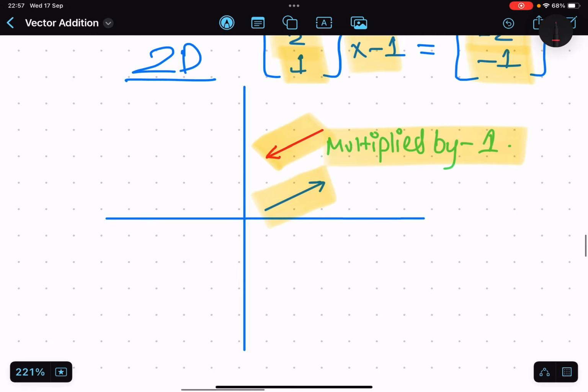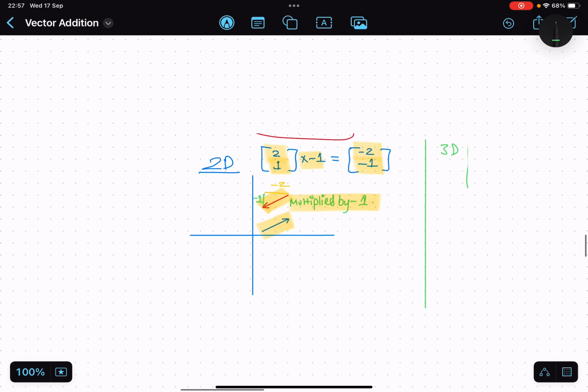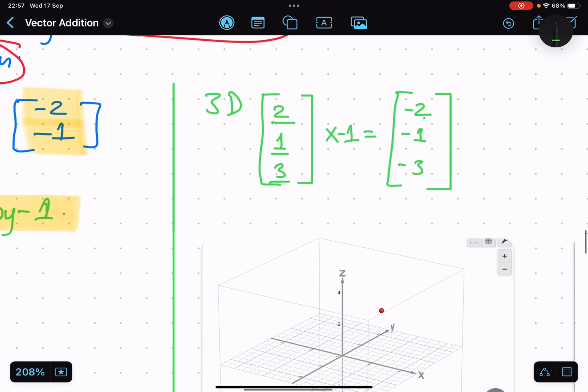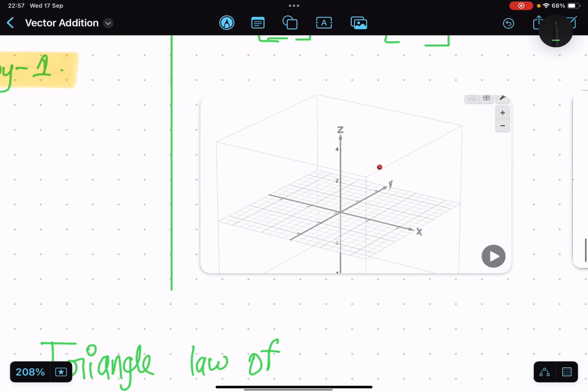Now instead of 2, the horizontal component is -2, and instead of 1, the vertical component is -1 when it's reversed. Now in 3D, if we have vector 2 1 and 3 and we multiply it by -1, we are left with -2 -1 and -3. Let's see how the vector was in the first place. This is how the vector was in the first place.